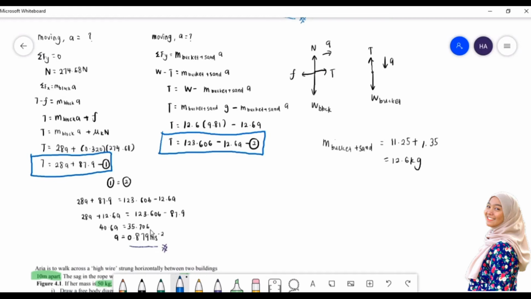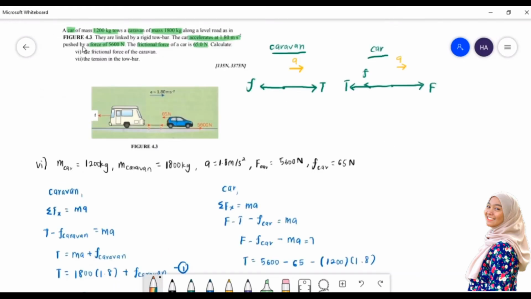So acceleration dia yang kita dapat adalah 0.879 m/s². Soalan nombor 2, dia tanya a car of mass 1,200 kg tows a caravan of mass 1,800 kg along a level road as in figure 4.3. They are linked by a rigid tow bar. The car accelerates at 1.80 m/s², pushed by a force of 5,600 Newton. The frictional force of the car is 65 Newton. Okay, so calculate the frictional force of the caravan and also disuruh calculate the tension in the tow bar.